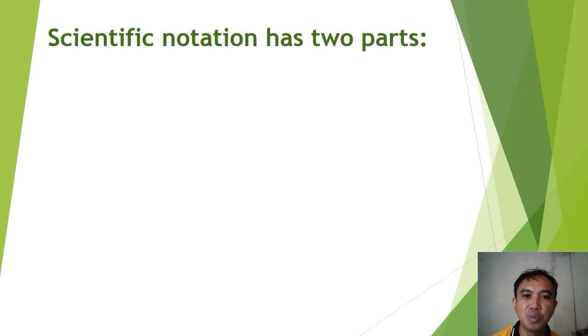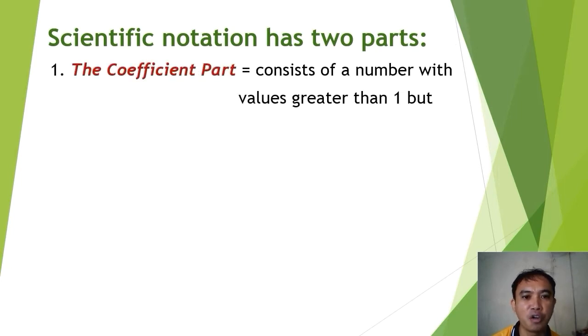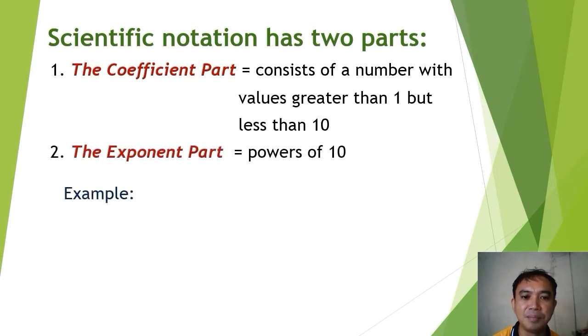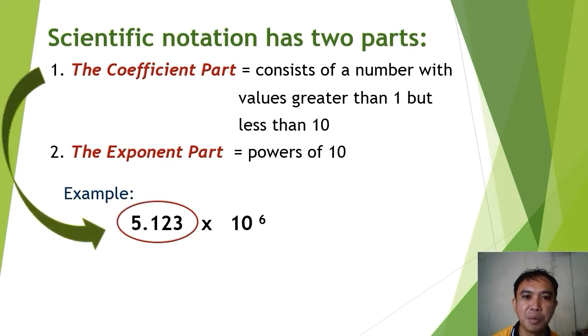Scientific notation has two parts. First is the coefficient part, which consists of a number greater than 1 but less than 10, and the second part is the exponent part, which is a power of 10. Example, 5.123 times 10 to the power of 6. 5.123 is what we call the coefficient part, while 10 to the power of 6 is what we call the exponent part.